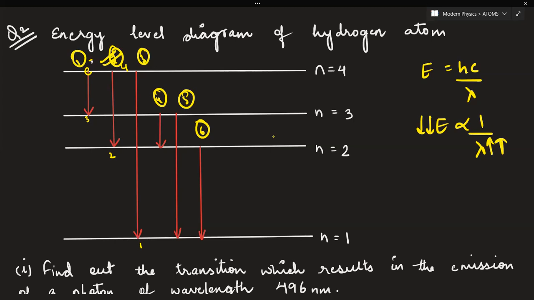So a very small energy difference, you will be able to find from fourth to third. Because in third to second, E3 minus E2 will have some value, 12 point something. But when you subtract 4 minus 3, that will give you an even lesser value. So it means the lesser energy, we'll prefer this.